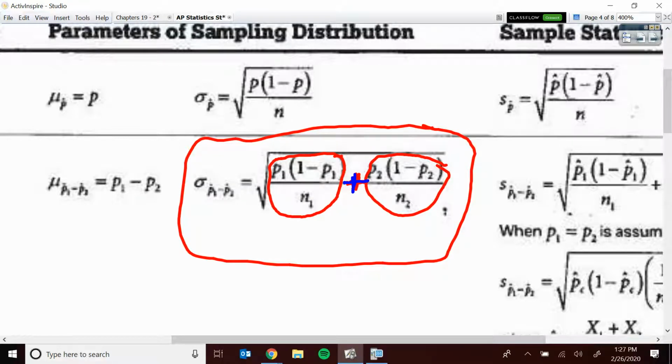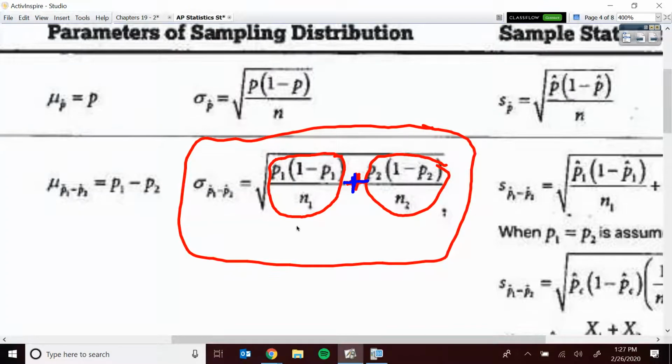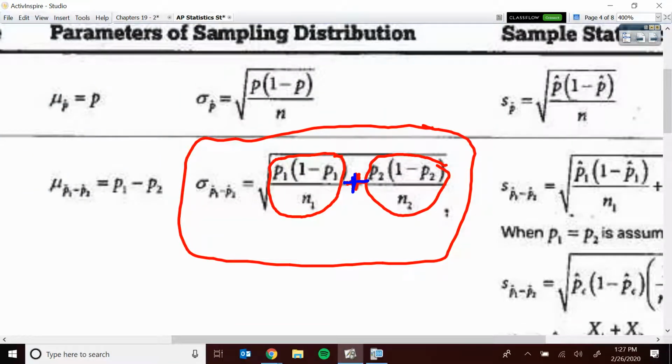So let's study it. What do you see right here in this first circle? It's P1 times 1 minus P1 over N1. What's that? We've done that before for standard deviation, but that one's for sample 1. What do you notice in this second circle? It's the same, but for sample 2. Okay, and then we square root it.